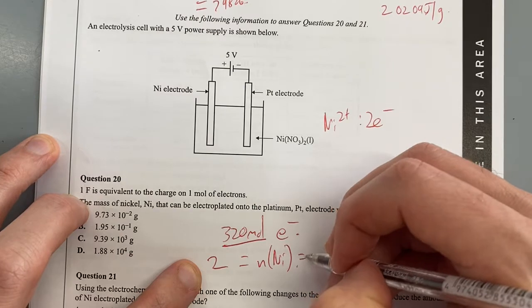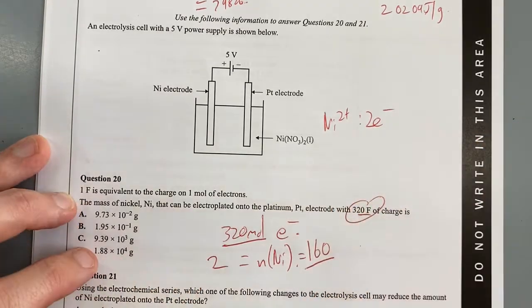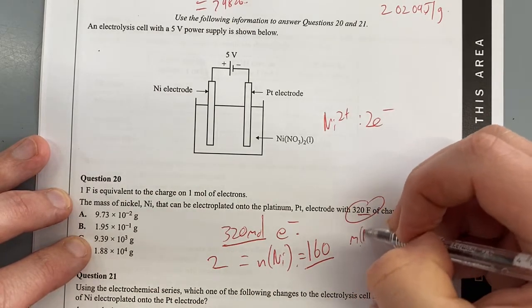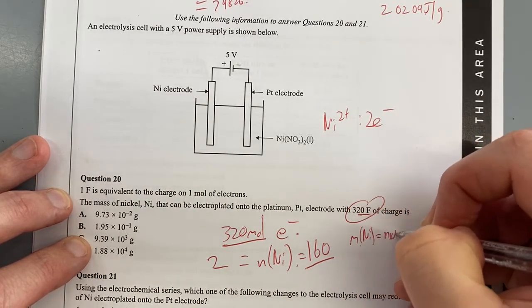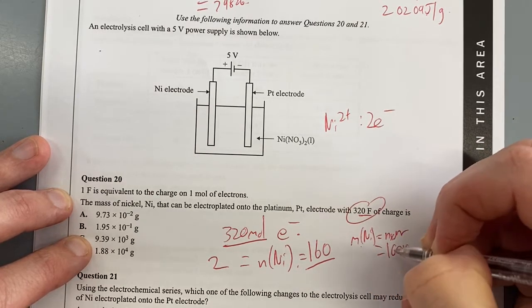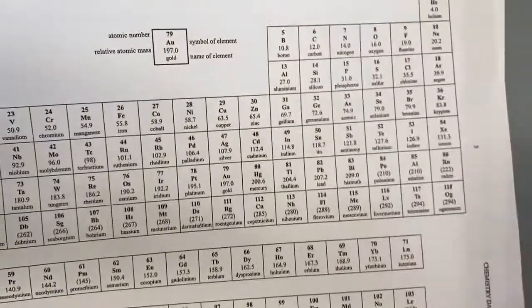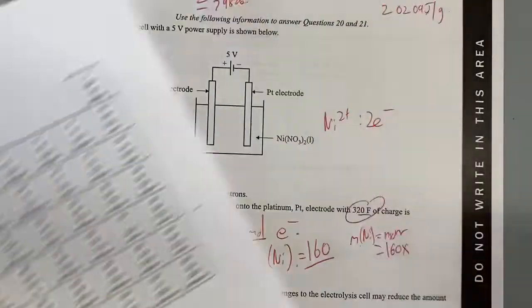So my number of moles of nickel equals 160. I can then find my mass of nickel, which is going to be mass of nickel is n times Mr. So 160 times my molar mass of nickel, which I should have on my periodic table here somewhere. Something like 60 from memory, but anyway, let's have a look at it. Nickel is 58.6.